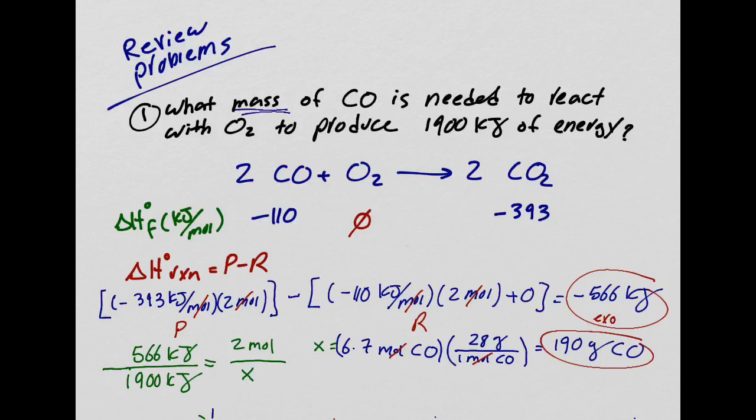The other way to do it, and some people might like that because it's canceling out, is that they give you 1900 kilojoules of energy and you cancel it out with 2 moles of carbon monoxide in the reaction, which gives 566 kilojoules of energy. So the kilojoules cancel out. Now you have moles, and then you convert moles to grams. 1 mole of carbon monoxide is 28 grams. So the moles get canceled out, and you end up getting the same number, 190 grams of carbon monoxide.